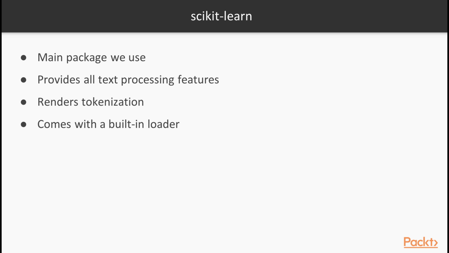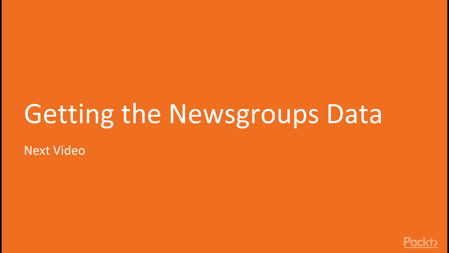Last but not least, scikit-learn is the main package we use. Luckily, it provides all text processing features we need, such as tokenization, besides the comprehensive machine learning functionalities. Plus, it comes with a built-in loader for the 20 newsgroups dataset. Now that the tools are available and properly installed, what about the data? That's what we'll see next. In this video, we took a tour through powerful NLP libraries in Python. In the next video, we will see how to get the newsgroups data.